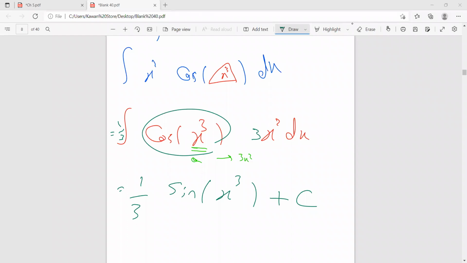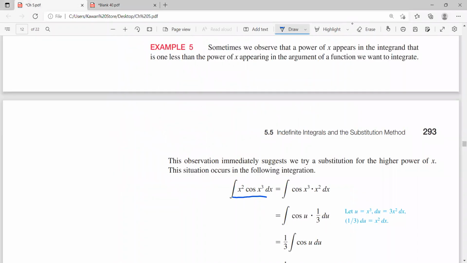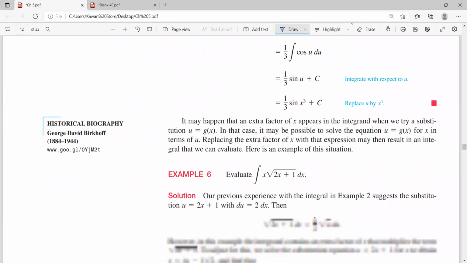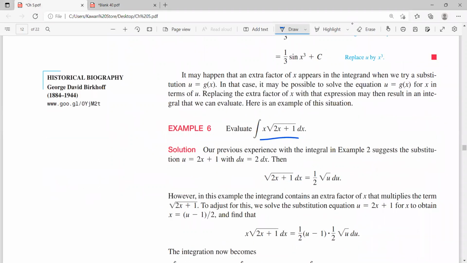Okay, now we have what? Let me check. We have another example. Oh, that one actually needs work. I'm going to solve this one later. We'll take a rest.